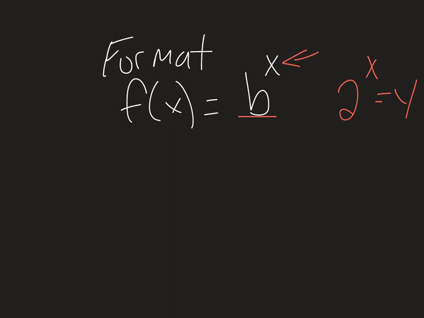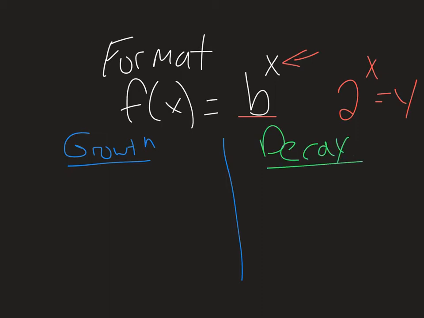So, couple of things here. If we're looking at exponential growth, which is our usual format for an exponential function. Typically, that's what we're talking about. However, there is also a decay. And we see this one a lot in science when we're talking about carbon dating and those kind of things. We use exponential decay. So, growth.